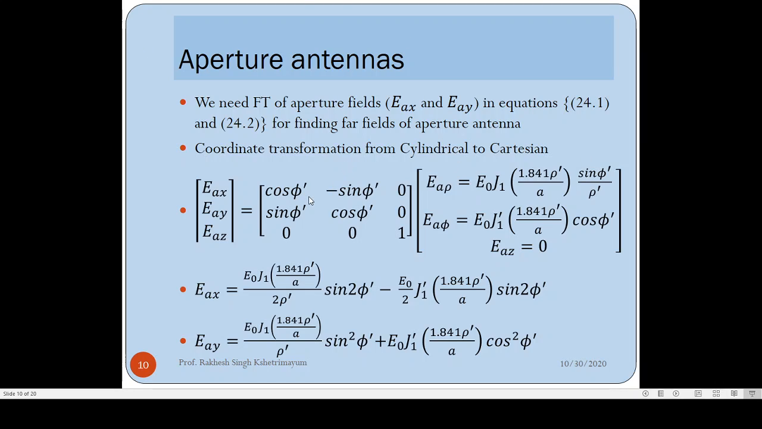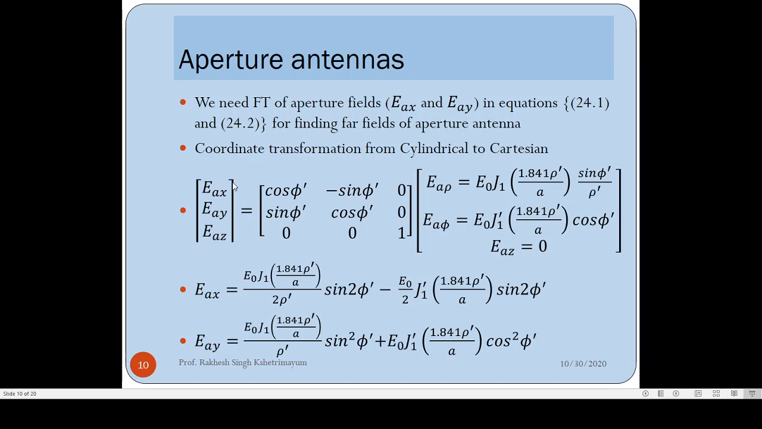You already have the expression for EA rho and EA phi; EAZ is anyway 0. So you do the coordinate transformation and find out EAX and EAY; EAZ is anyway 0. This is the coordinate transformation matrix for transforming from cylindrical to Cartesian coordinates: cosine phi dash, minus sine phi dash, 0; sine phi dash, cosine phi dash, 0; 0, 0, 1. We have a prime coordinate here because this aperture field is the source for the radiation we are considering for the aperture antenna.